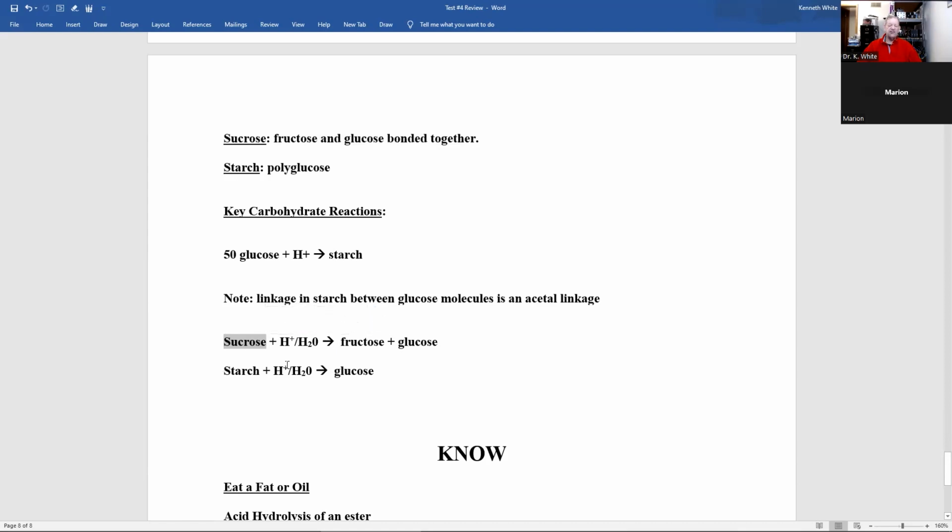If you take starch and acid and water, remember your stomach, and one of the miracles of life is we all have cells that make hydrochloric acid, H+, and you have water in your stomach. That's how you break down starch. You take that and react it with acid and water, and you get glucose.